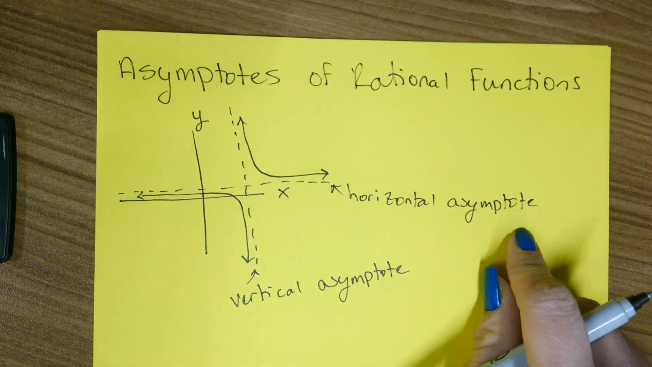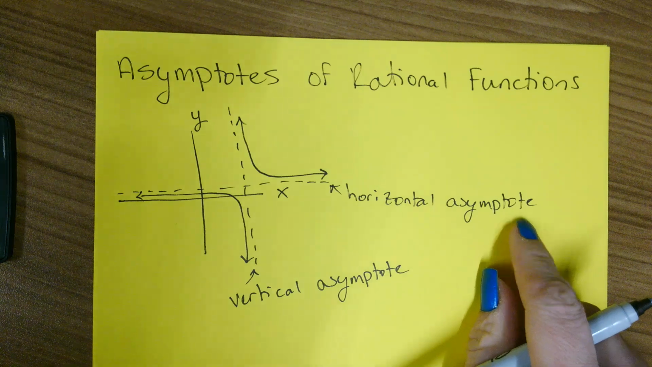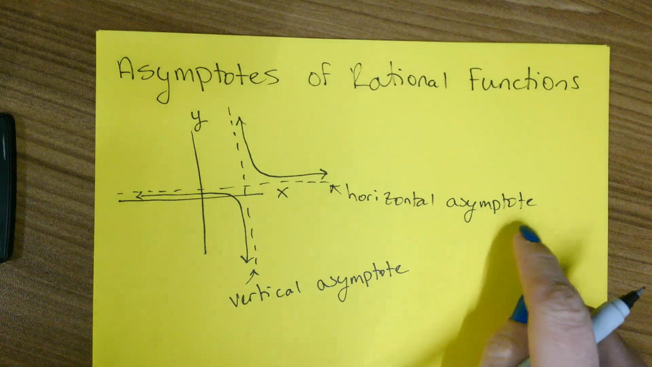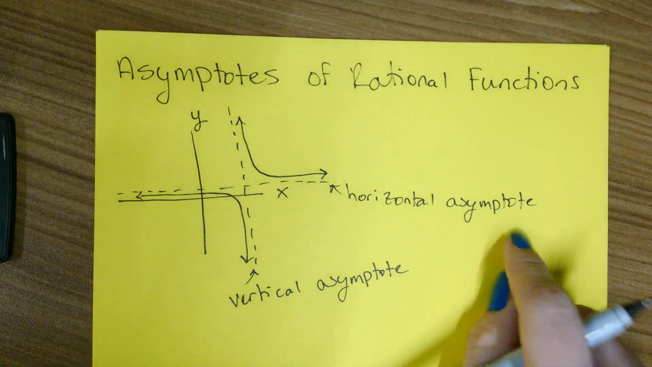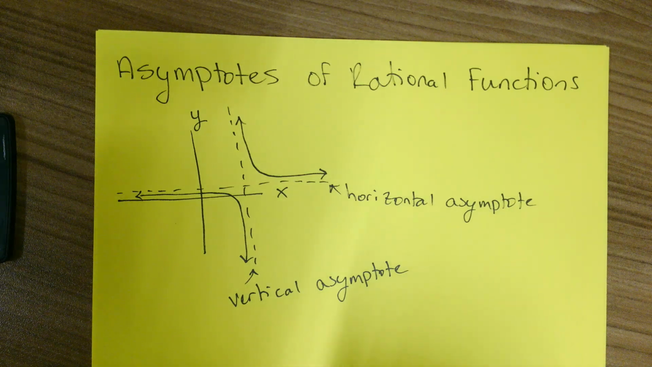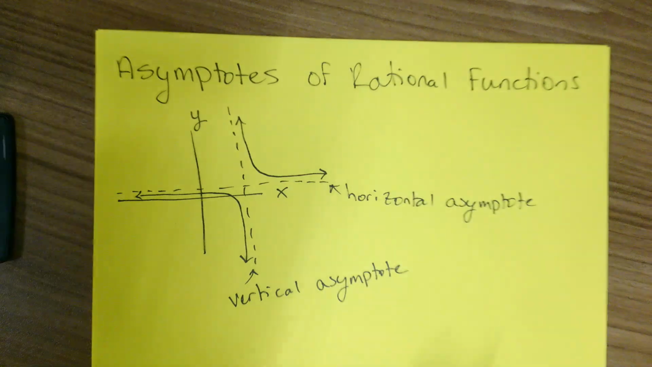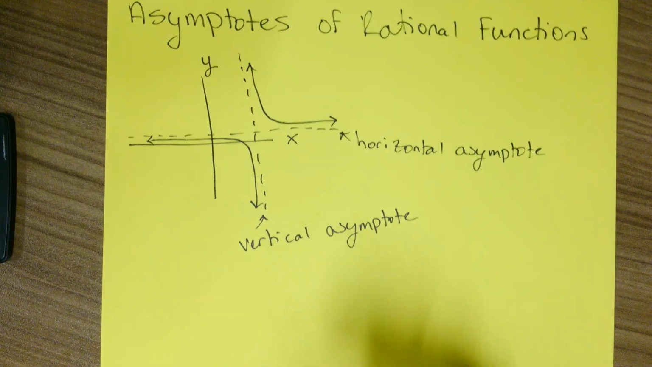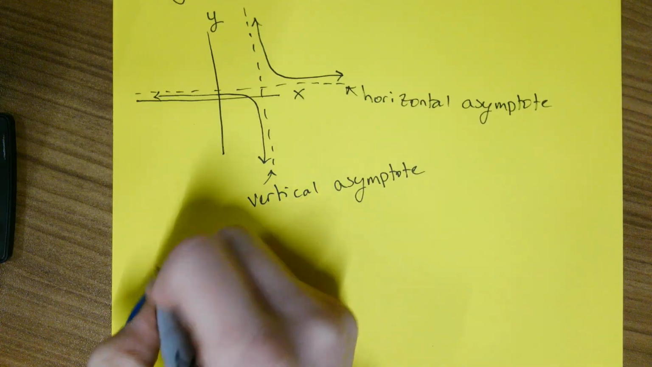And the way we find out what the horizontal asymptote is, is based on the highest exponent, or the degree of the polynomials in the denominator and the numerator, and how they compare to each other. So let's first look at finding the vertical asymptote.